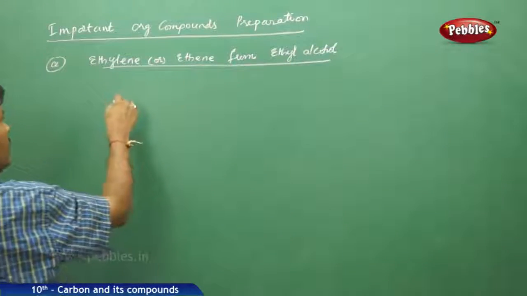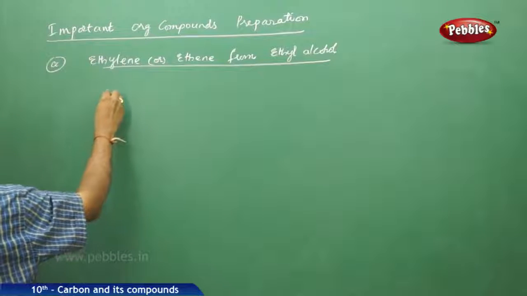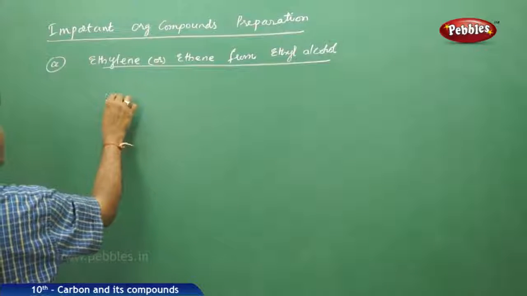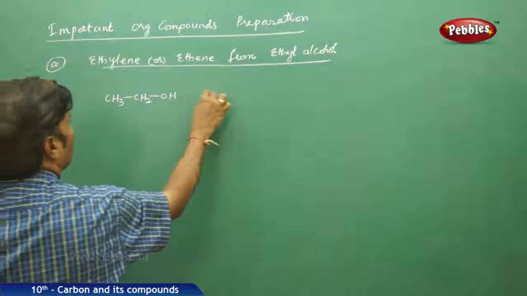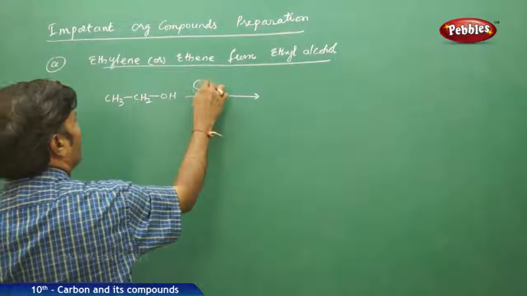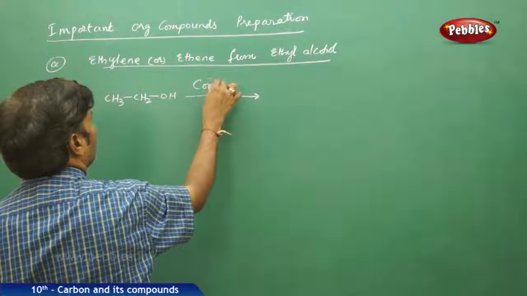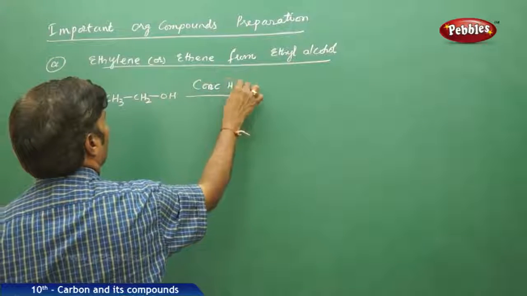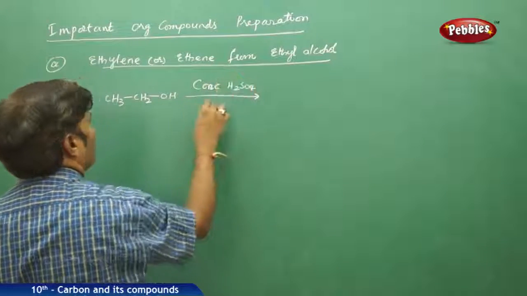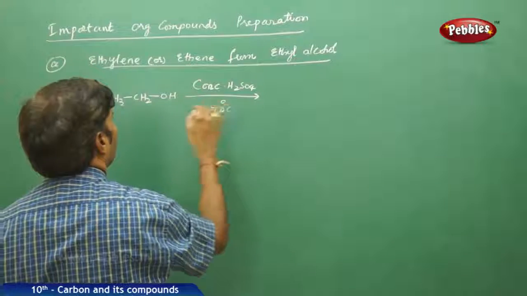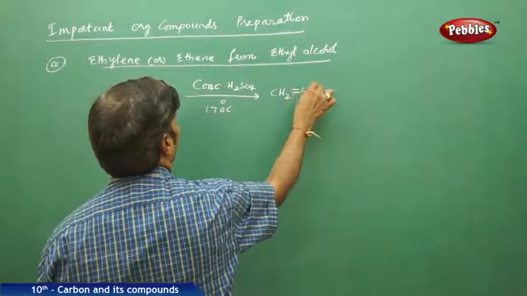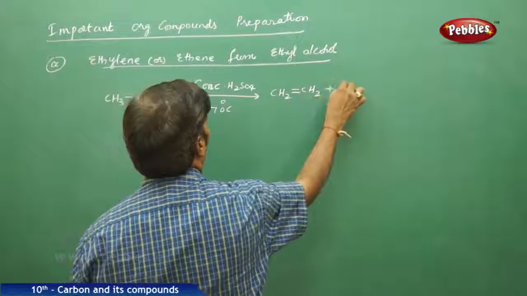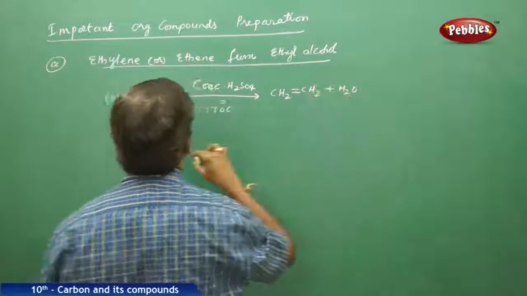ethyl alcohol. If you take ethyl alcohol, CH3CH2OH, when treated with concentrated H2SO4 at 170 degrees centigrade, it undergoes dehydration to give CH2=CH2 plus H2O.